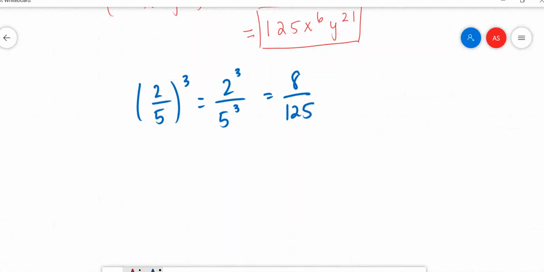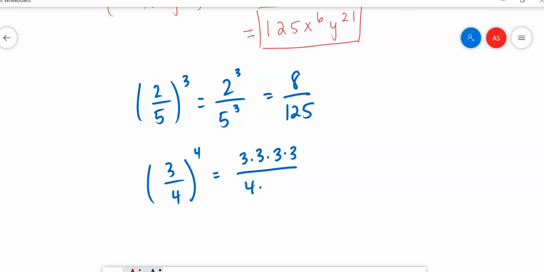And the next one, what if we have 3 to the 4th raised to the 4th? Okay, so basically we have, let me just expand this out, 3 times 3 times 3 times 3, and 4 times 4 times 4 times 4. And I'm going to have to really think about this answer. Okay, so 3 times 3 is 9. 9 times 3 is 27. 27 times 1 more 3 is 81. So 81 up here.